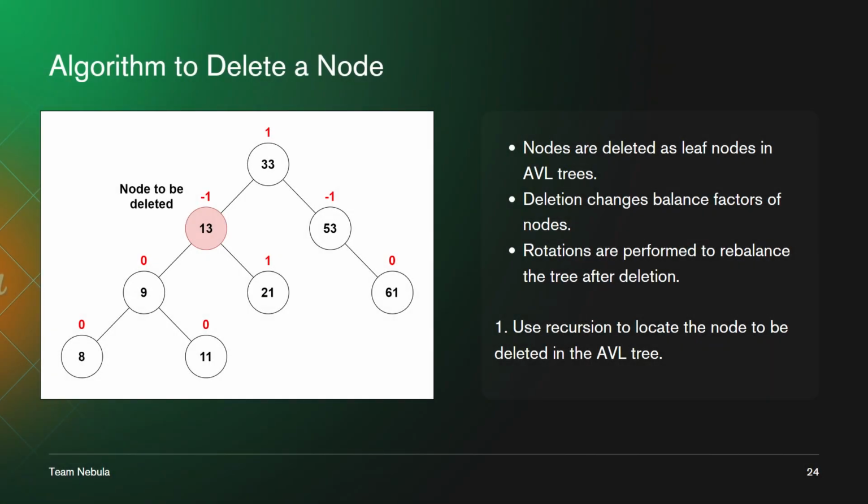Algorithm to delete a node. A node is always deleted as a leaf node. After deleting a node, the balance factors of the nodes get changed. In order to rebalance the balance factor, suitable rotations are performed. Locate the node to be deleted. Recursion is used to find the node to be deleted in the code used below.